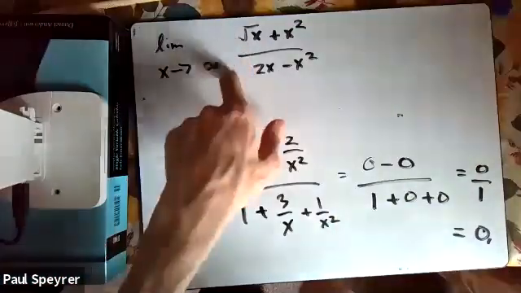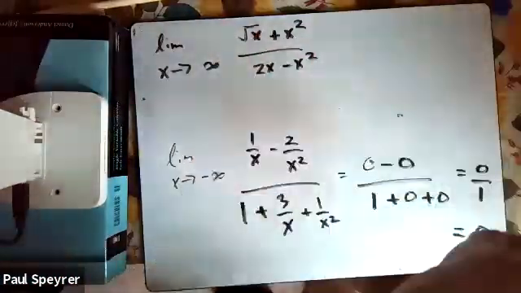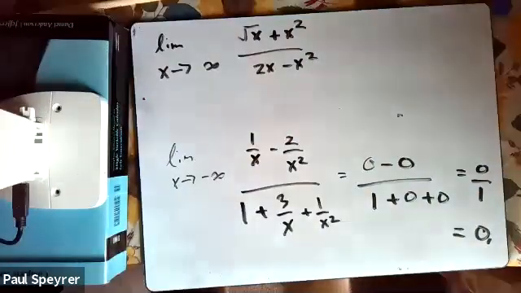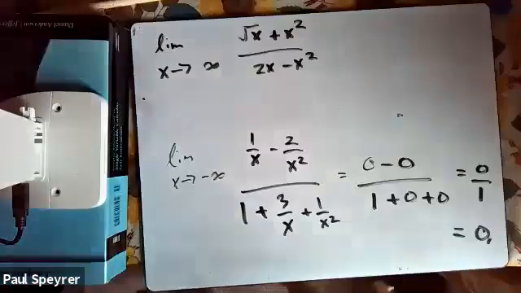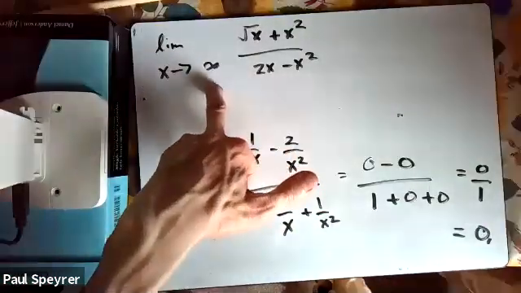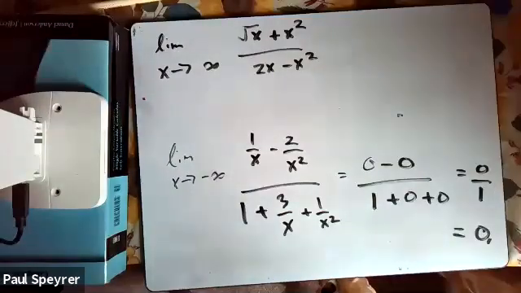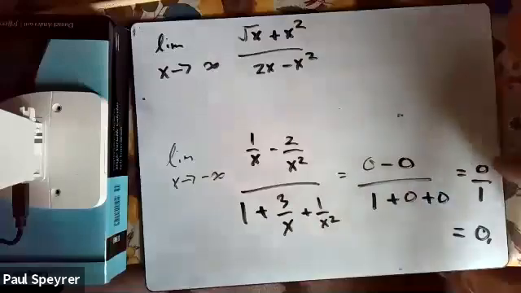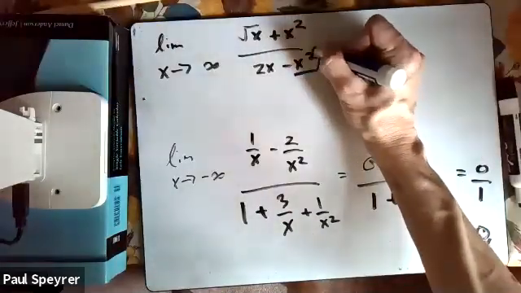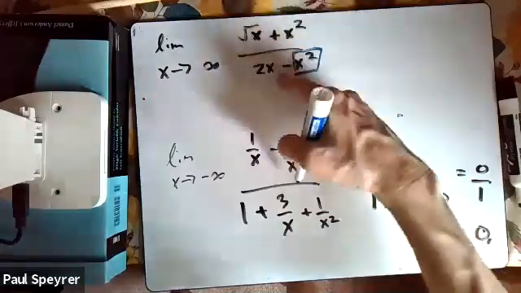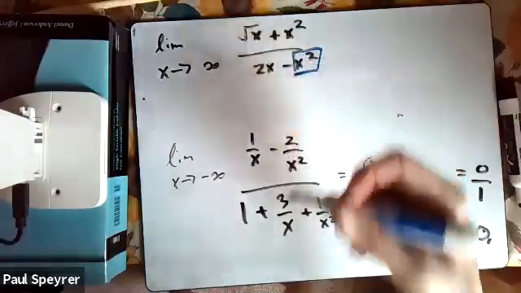All right, so we have the limit as x goes to infinity of (root x plus x squared) over (2x minus x squared). In this case, we can't just plug in infinity because we get infinity over infinity. So we're going to have to divide everything by the dominant term from the denominator. What is it? This is the dominant term, the variable with the highest power, x squared. Don't worry about the negative. We just care that it's x squared.